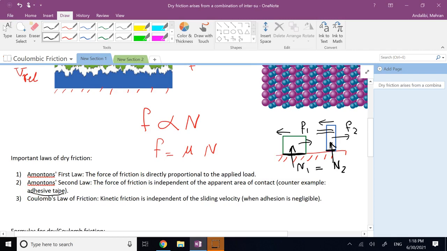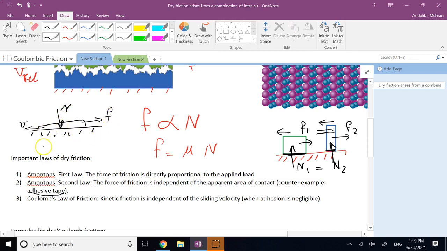Okay, and adhesive tapes, not only do they violate the second assumption, they also violate the first assumption. When you have a surface and you put some adhesive tape on it, if you want to move this tape, it definitely gives you some friction, and that friction does not really need you to press the tape down onto the surface. The weight of the tape is quite negligible. So here, F and N do not have a linear relation, and without much N, you have a significant F.